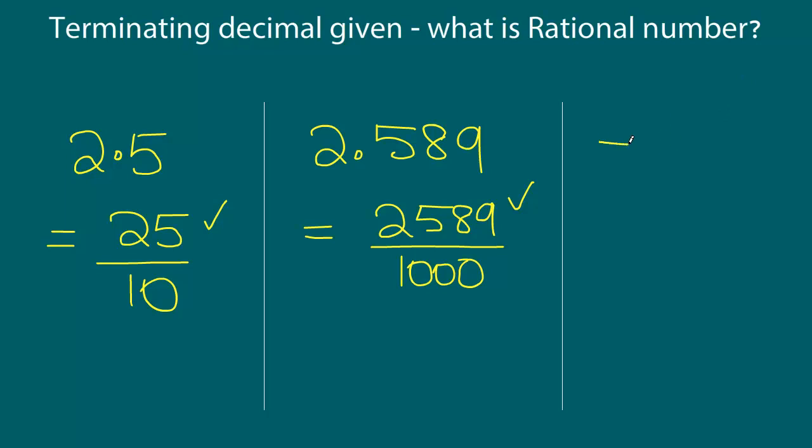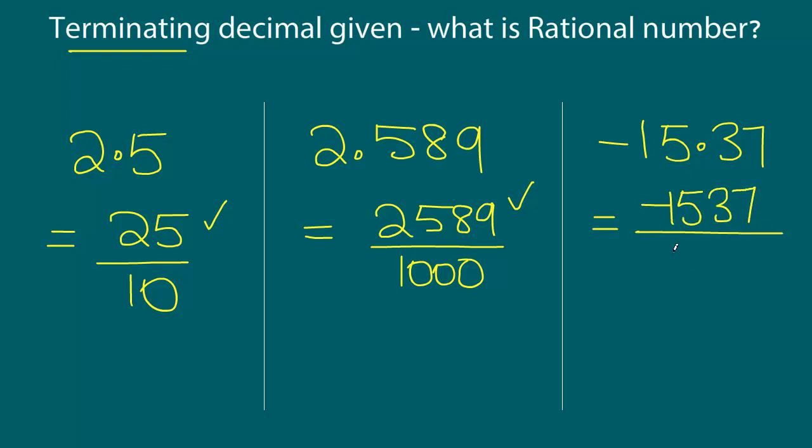How about, let's do this, minus 15. I'm randomly writing some decimal expansions and I'm focusing on terminating decimal expansions. Minus 15 point, say, 37. Is this a rational number? Well, we can write this as minus 1537 divided by 100, since there are 2 digits after the decimal. And again, this is an integer, this is an integer, so this is indeed a rational number.